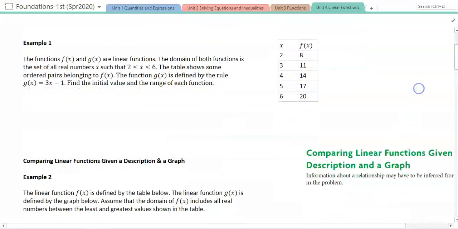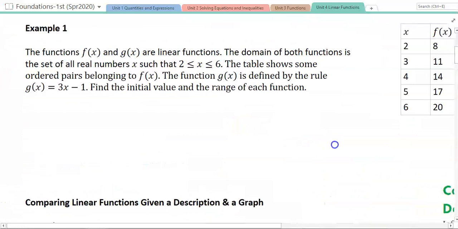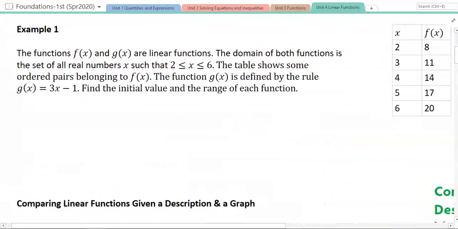So let's look at example 1 and talk about what's happening with this example. So f of x and g of x are linear functions. The domain of both functions is the set of all real numbers such that x is in this set of values from 2 to 6. And that's what we have written here: 2 is less than or equal to x, less than or equal to 6. So it means my domain is only between the values of 2 and 6.